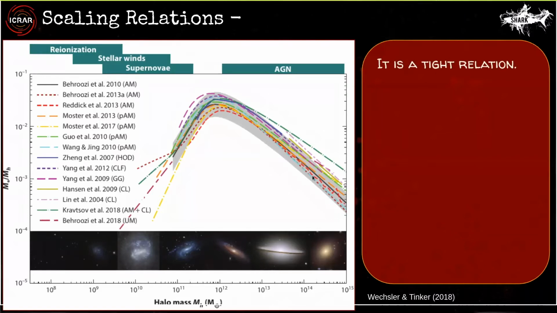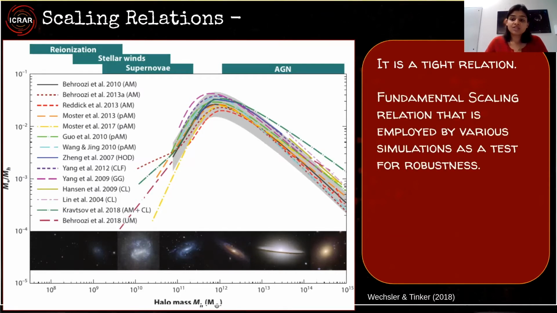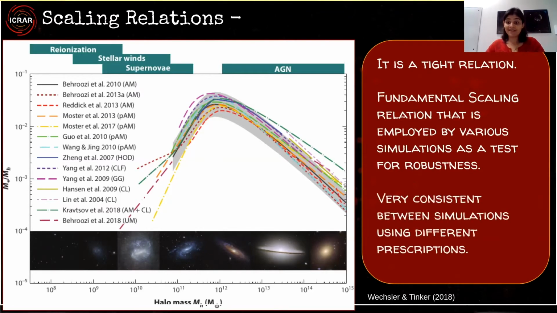So first of all, if we look at the stellar mass halo mass scaling relation that I'm showing over here, it is a tight relation, tight as compared to the H1-HM relation that I'll be talking about in a bit. It's a fundamental scaling relation, which is employed by various simulations to test their robustness. And we know that this is very consistent between simulations, which use very different physical prescriptions to define how the galaxies are forming or different physical processes that are being used in the simulations.